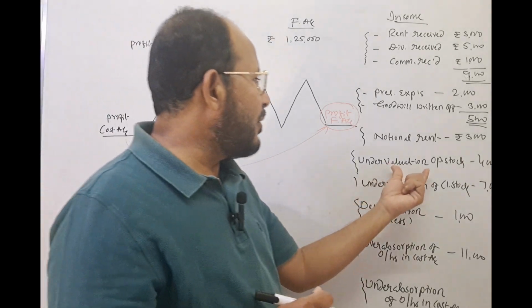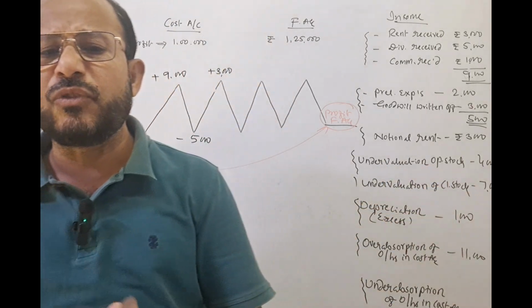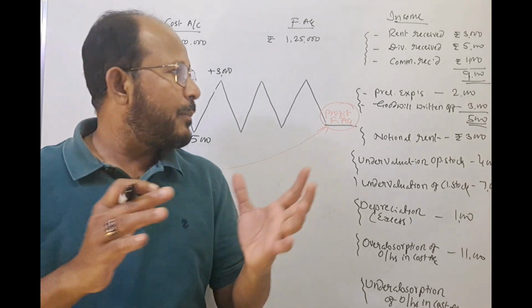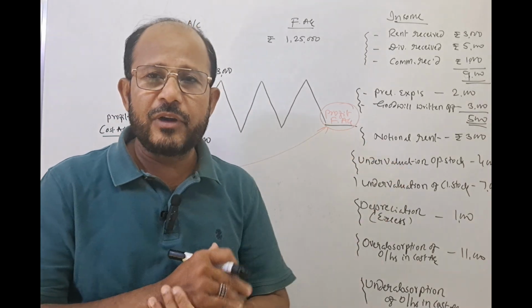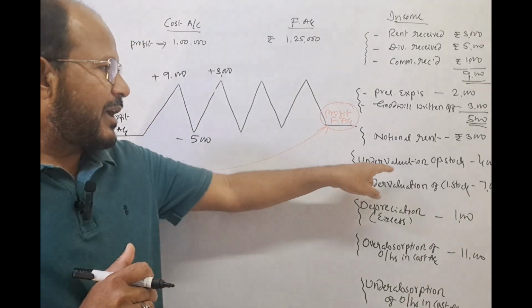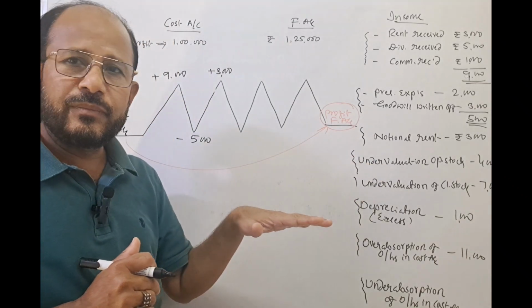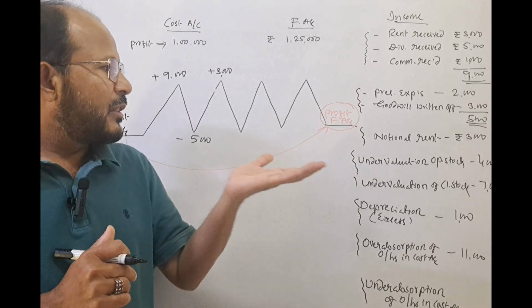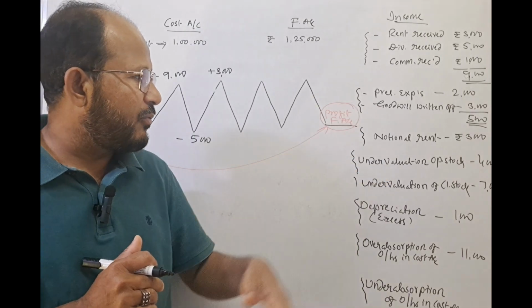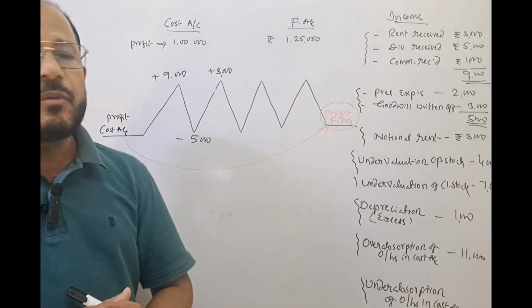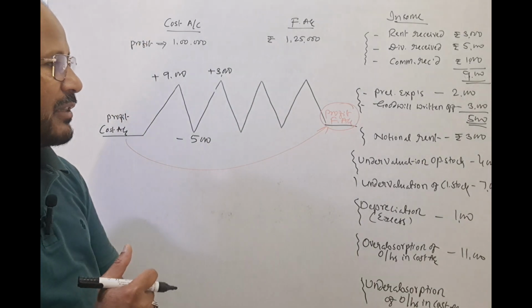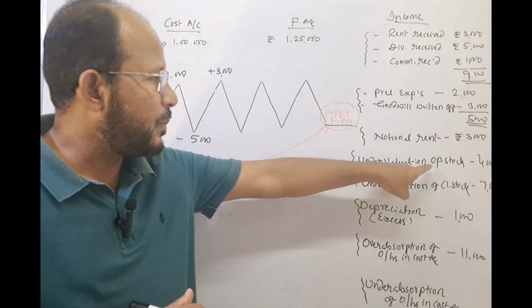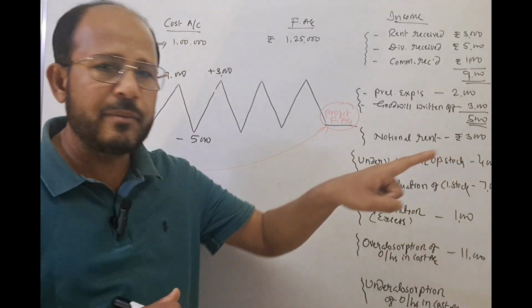Next one is undervaluation of opening stock, rupees 4,000. What is the impact of this on profitability? I told you, if a lesser amount of opening stock is shown, then profit will be more. If there is overvaluation of opening stock, the reverse impact will be there on profitability. Here, undervaluation means the opening stock has been shown 4,000 rupees less.